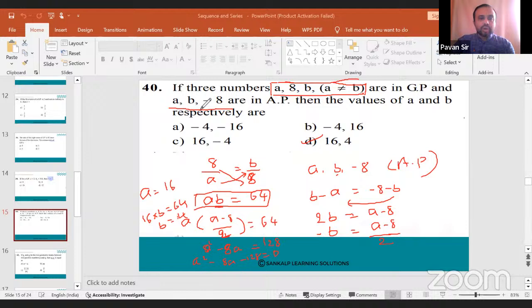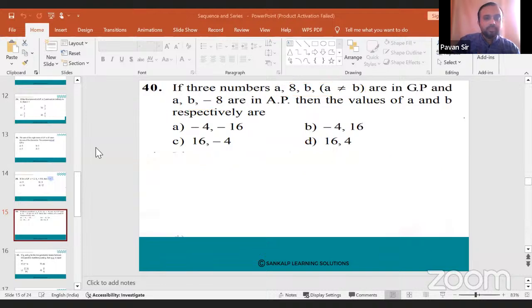Jyoti, your answer is wrong. Madan Naik, your answer is wrong. Please make it correct: 16 and 4. Option D is the correct answer. Next one. Because of lack of space, we are solving here and there. Please make it correct. Okay.